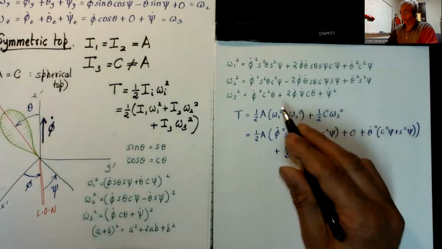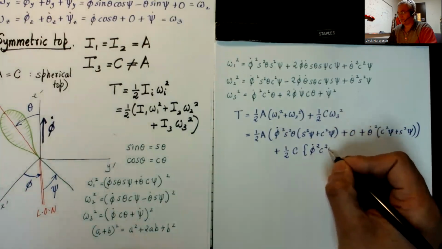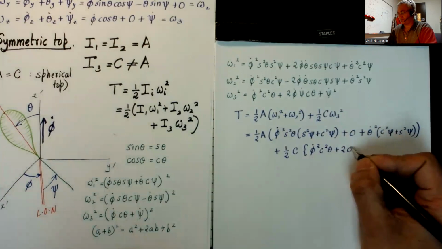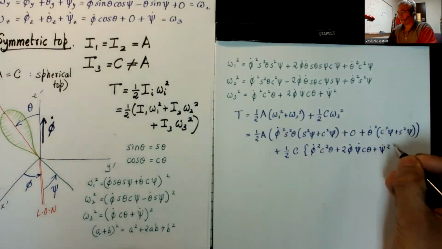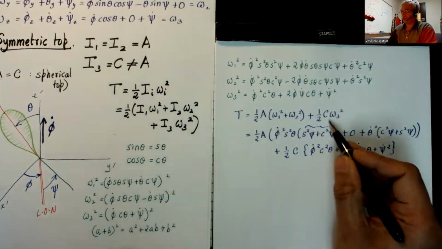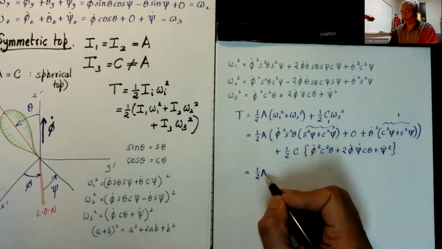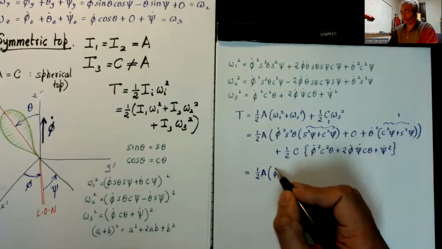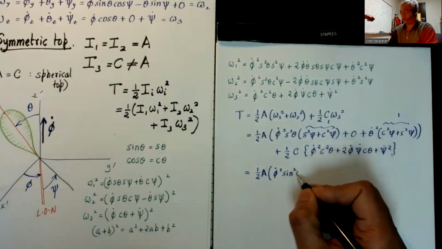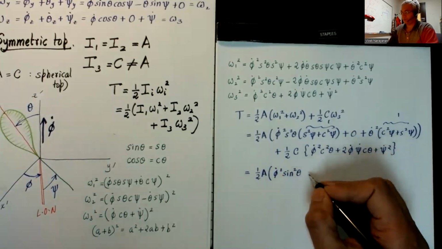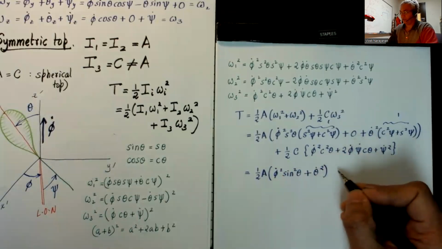And then now, this is a standalone term. And now that's just 1. That's just 1. So I'm going to get 1/2 A phi dot squared. And now the dust has cleared, so I'll expand S for sine. And then I still have this term.